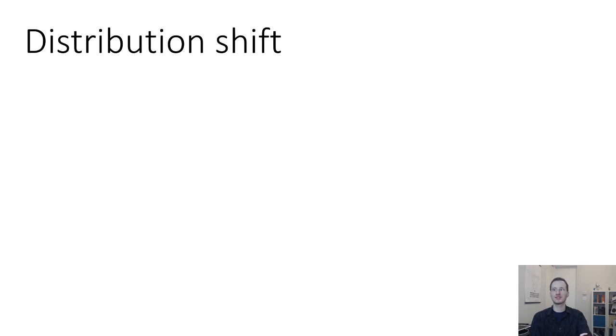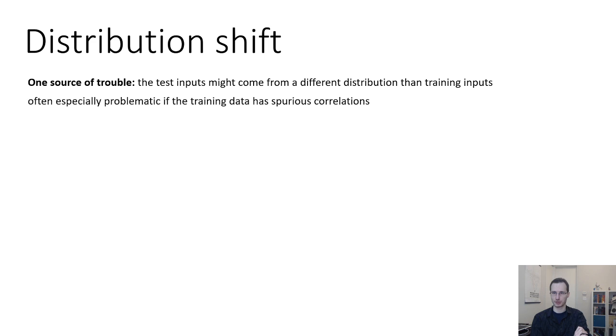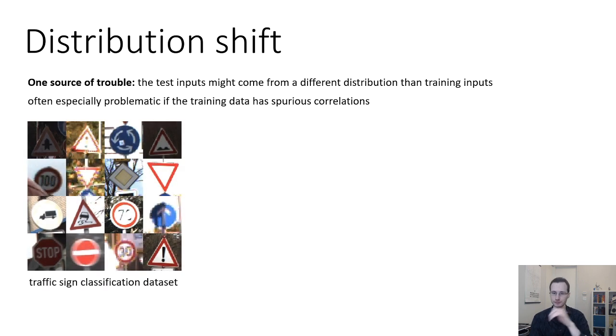Okay, so one of the technical reasons why you might not get the result that you want in an actual machine learning system is distribution shift. We've already discussed distribution shift briefly, but I just want to make this point very concrete. One source of trouble is when the test inputs might come from a different distribution than the training inputs. And this can crop up in somewhat subtle and insidious ways. It's often especially problematic if the training data has spurious correlations, like the example with the dogs and wolves from before, but it can come up in other settings too.